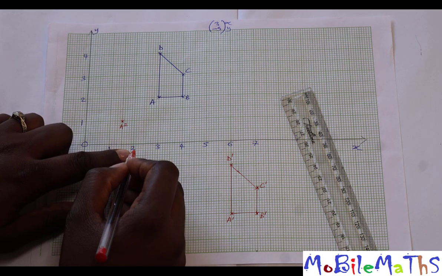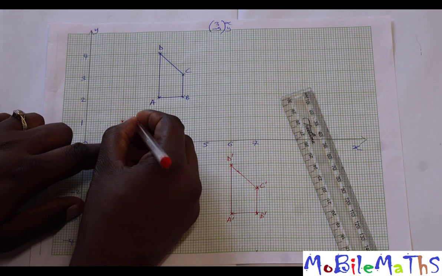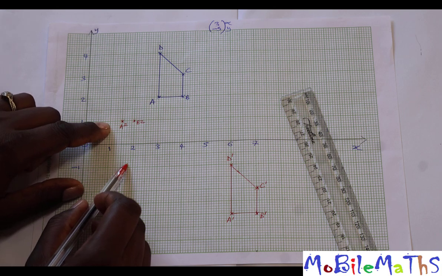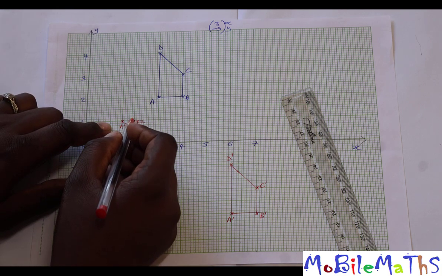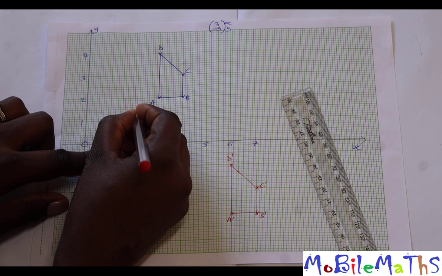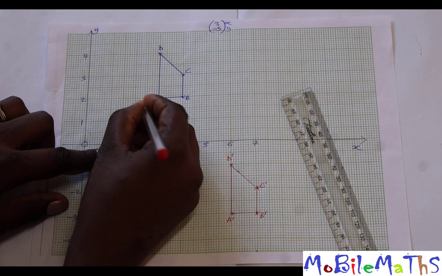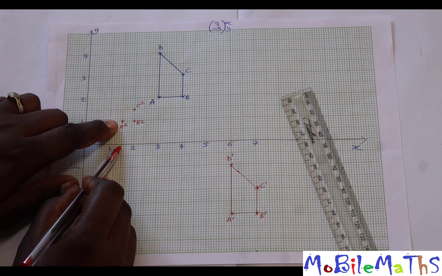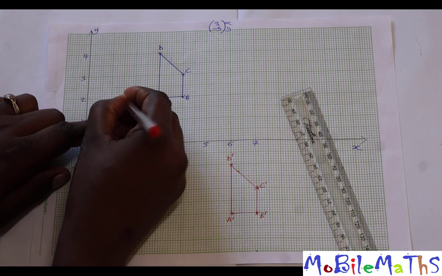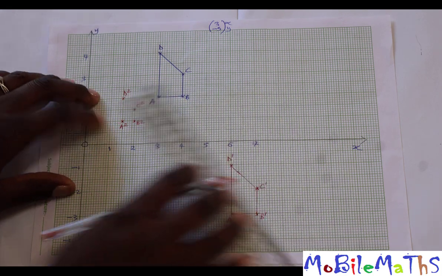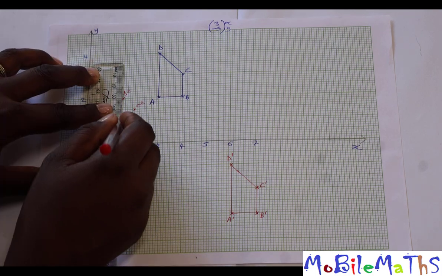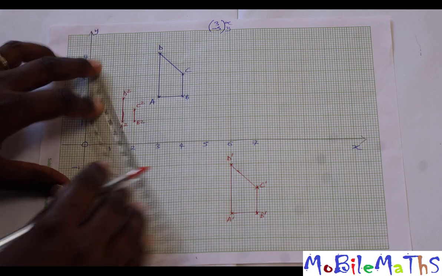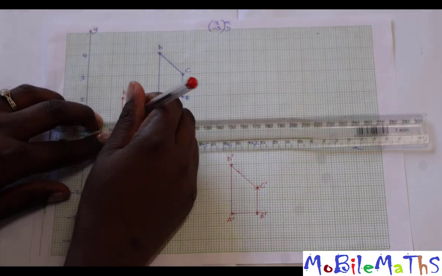Then my B2 is 2 and 1. So it's here. Then my C2 is 2 and 2 and 1/2. So it's going to be here. So that's my C2. Then lastly, my D2 is 1.5 and 2. So my D2 is here. So this is the quadrilateral we now have.